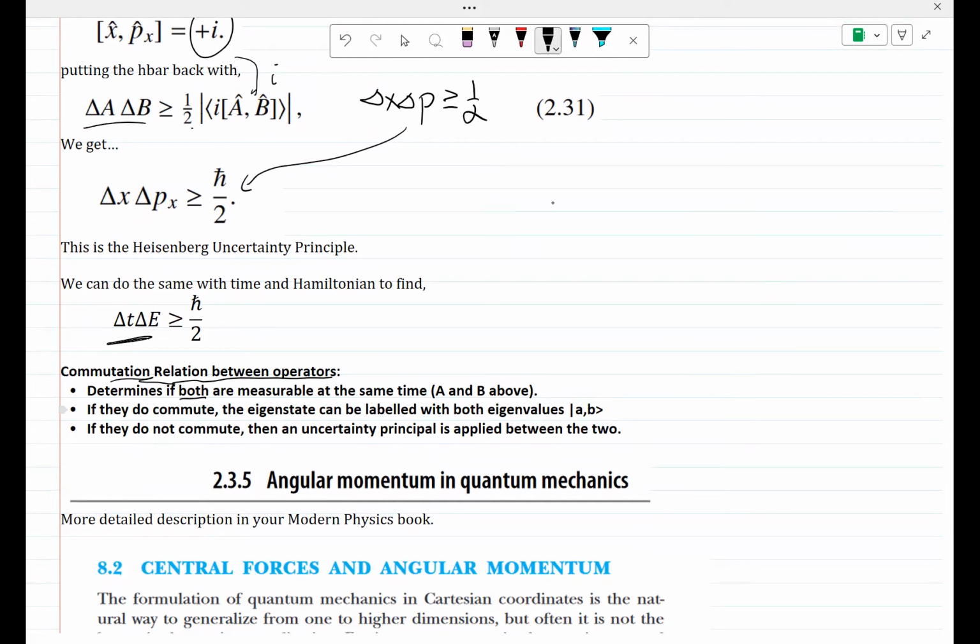It determines what is measurable at the same time. If something commutes, let's say A and B commute, you can measure A, whatever its value is, at the same time as B. The example we're going to see in a second: you can measure the magnitude of the angular momentum and the Z component of the angular momentum at the same time. But if they do not commute, then you cannot do that anymore. So that determines whether or not something is measurable at the same time and has a shared eigenstate.